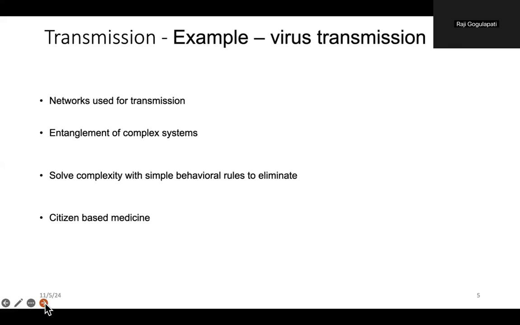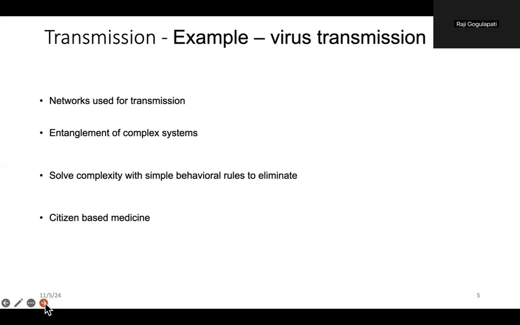The slides mention this idea of entanglement of complex systems, which sounds kind of intimidating, but it just means how we behave individually can have big consequences at the network level. So even small actions like sharing an article or staying home when you're sick can ripple through our networks in ways we don't even realize.